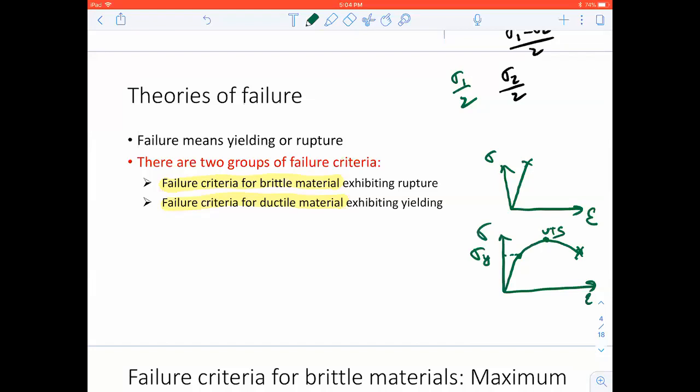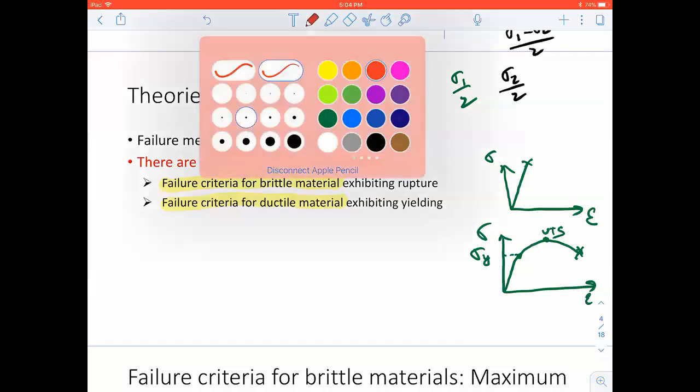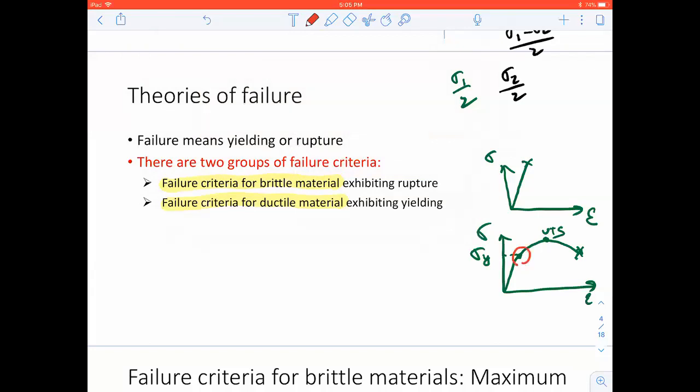For ductile material, we consider it to have failed if it has reached its yielding point. Why? Because after the yielding point, it starts to deform plastically, and you don't want any equipment that is permanently deformed. And for brittle material, this is where we consider failure, and that means it has failed. It exhibits rupture, that means total fracture.